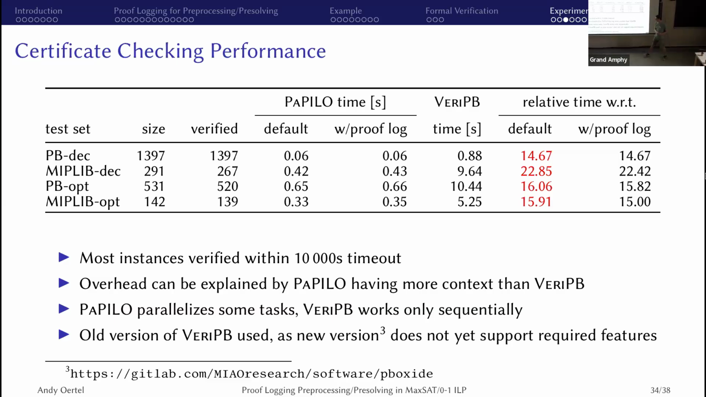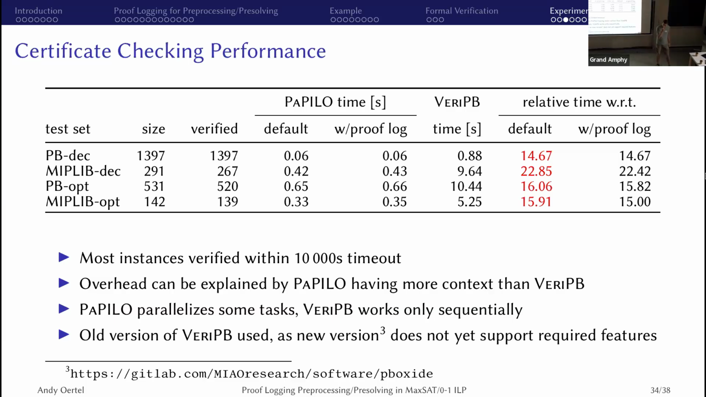It should be faster, and it's also for reasons that Wietse talked about: Papilo has a lot of specialized data structures for this presolving, which makes it fast, and VeriPB doesn't have these data structures and really has to check every inference separately.